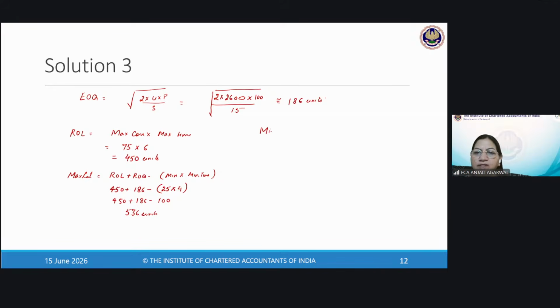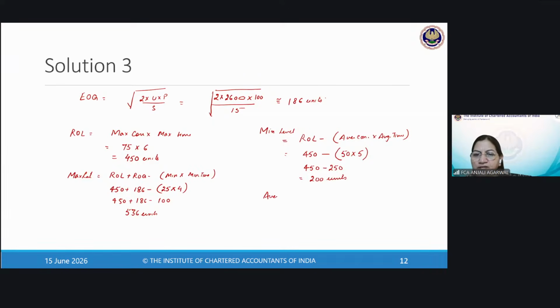What would be the minimum level? Reorder level minus average consumption into average time. Reorder level was 450 units, and you've consumed on average 50 units, and it has taken average time of 5 weeks. So 450 minus 250, your minimum level would be 200 units.